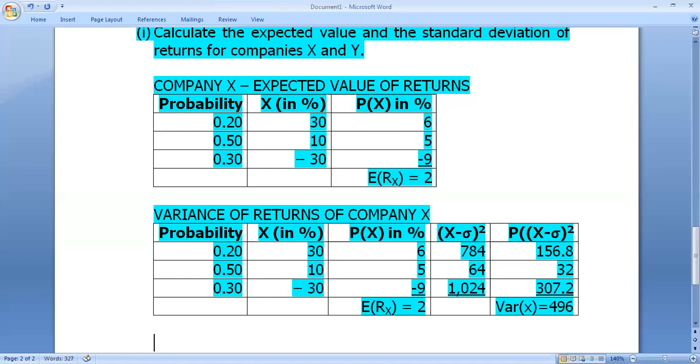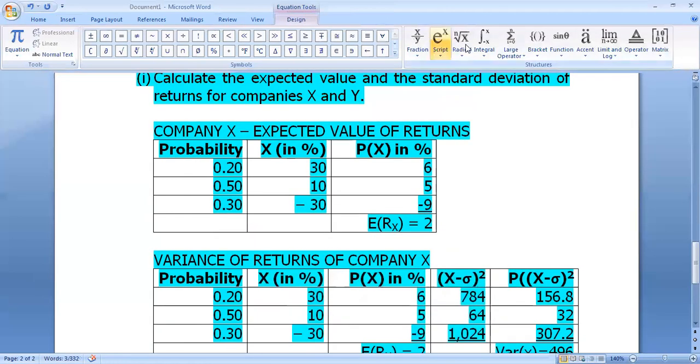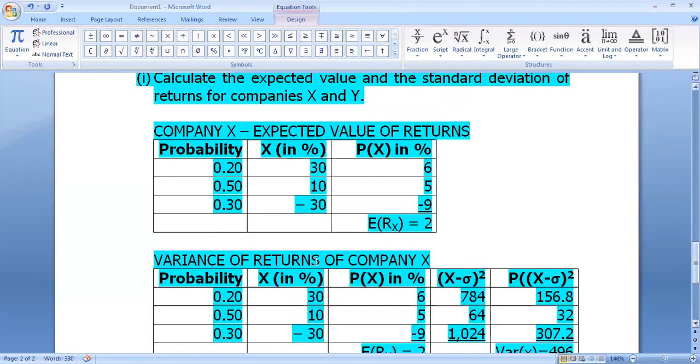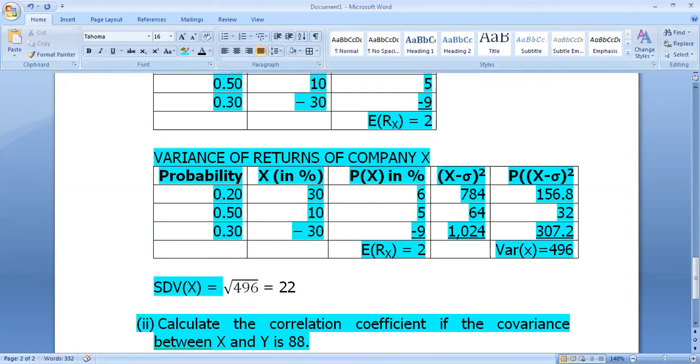So if you want to get the standard deviation of random variable X, this equals the square root of our variance, which is 496. What is that square root? That gives us 22.27. That is our standard deviation of returns of company X.